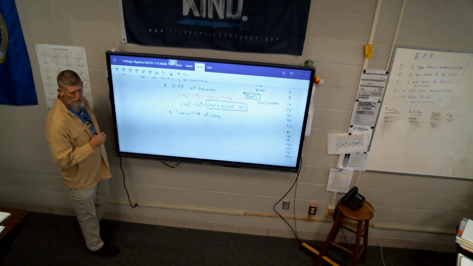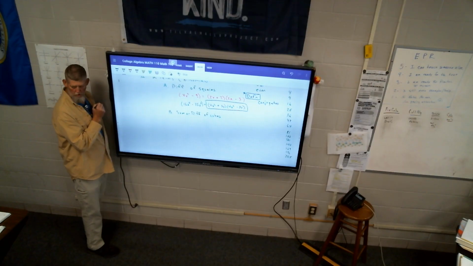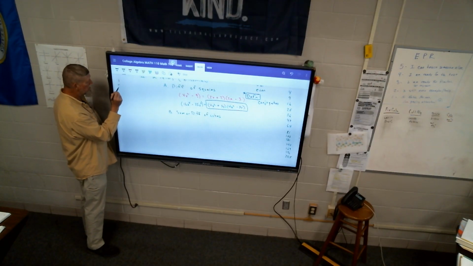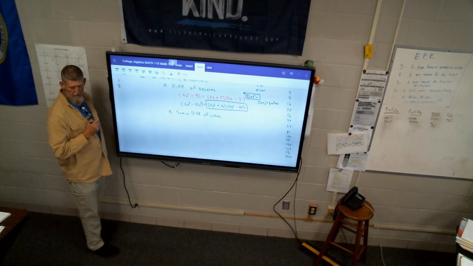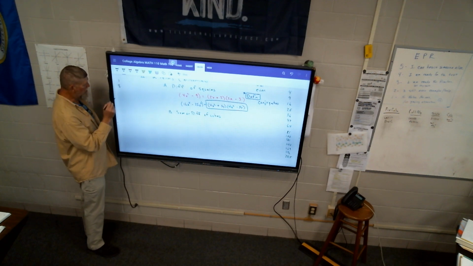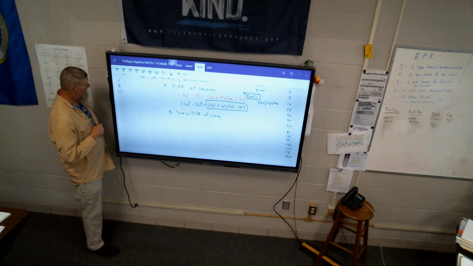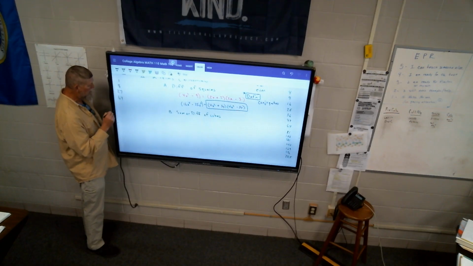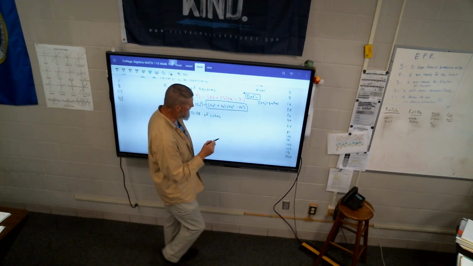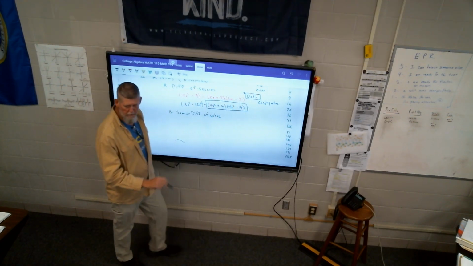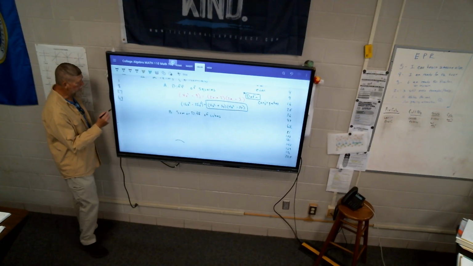Okay, so what are our perfect cubes? 1 cubed is 1, right? 2 cubed is 8, 2 times 2 times 2. What's 3 cubed? 27. 4 cubed, 64. By the way, that's a unique number. It's a perfect cube and a perfect square. Okay. What's 5 cubed?